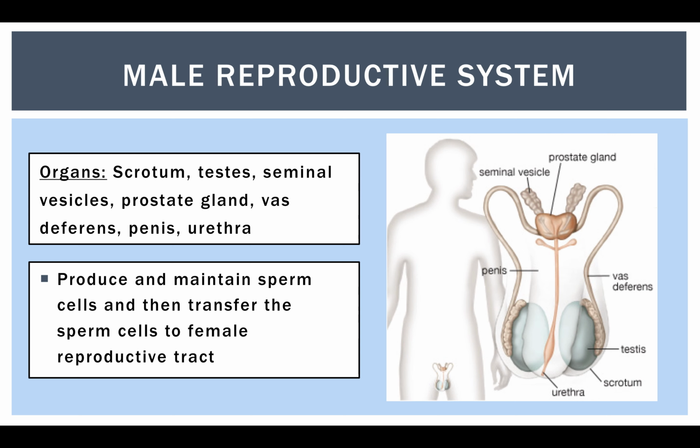The organs of the male reproductive system are the scrotum, the testes, seminal vesicles, prostate glands, vas deferens, penis, and urethra. The job of the male reproductive system is to produce and then maintain sperm cells, and then transfer those sperm cells to the female reproductive tract.